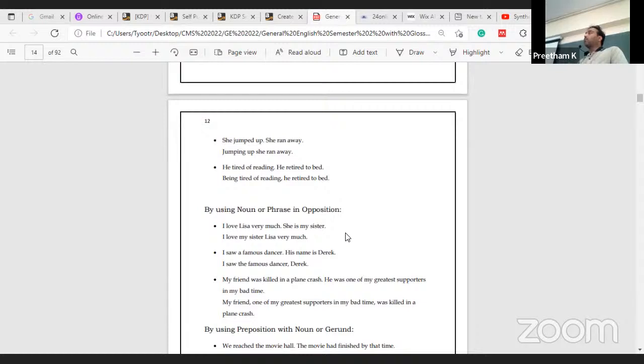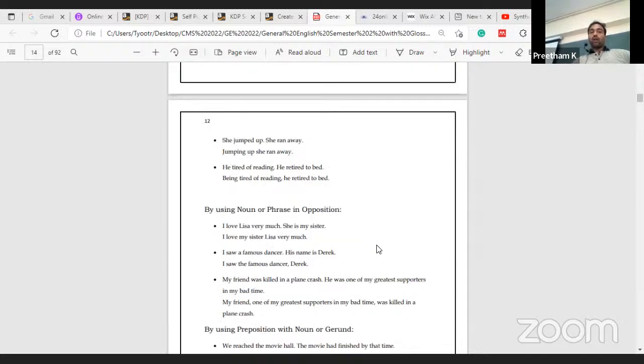While discussing verbs, I told you, verbs are of various types: main verb, auxiliary verbs, and modal auxiliaries. Under helping verbs or auxiliaries, I told you there are three forms: be form, have form, and do form. Forms of be are am, is, are; have, has, had; and do, does, did. Since is is missing here, they've used the verb being. Therefore, being tired of reading, he retired to bed.